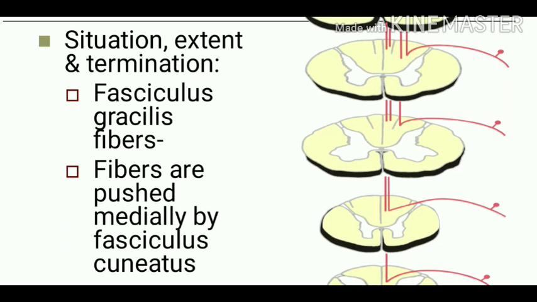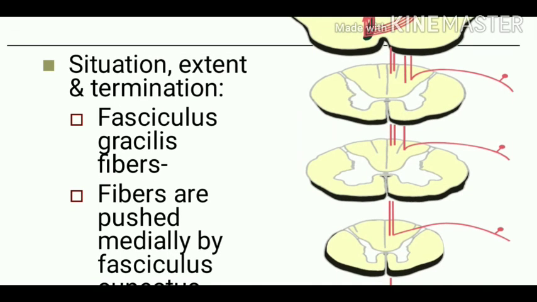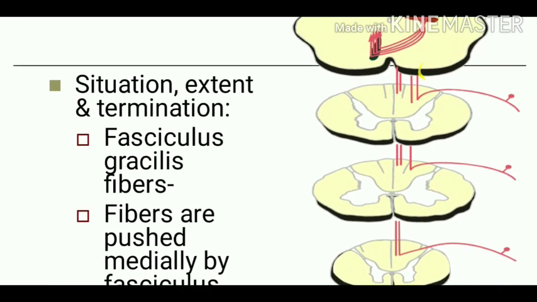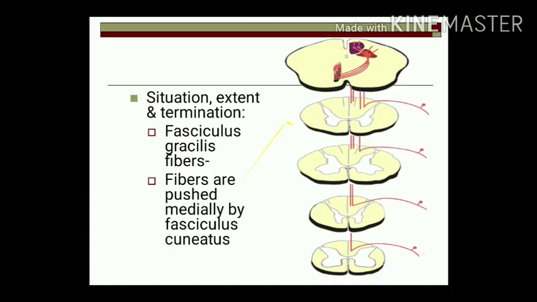So these fibers of fasciculus gracilis, these two medial ones, are pushed medially and form fasciculus gracilis, and in the upper segments the fibers form another bundle, fasciculus cuneatus. These are fasciculus cuneatus fibers. So these are fasciculus gracilis, and these are fasciculus cuneatus fibers.